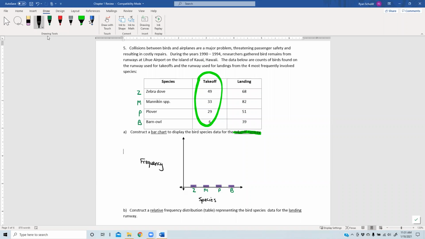So let's see here. 10, 20, 30, 40, 50. We don't need to go up to 60, but I'm going to put it for good measure. It can fit, so why not? Okay, so we're counting here by tens.